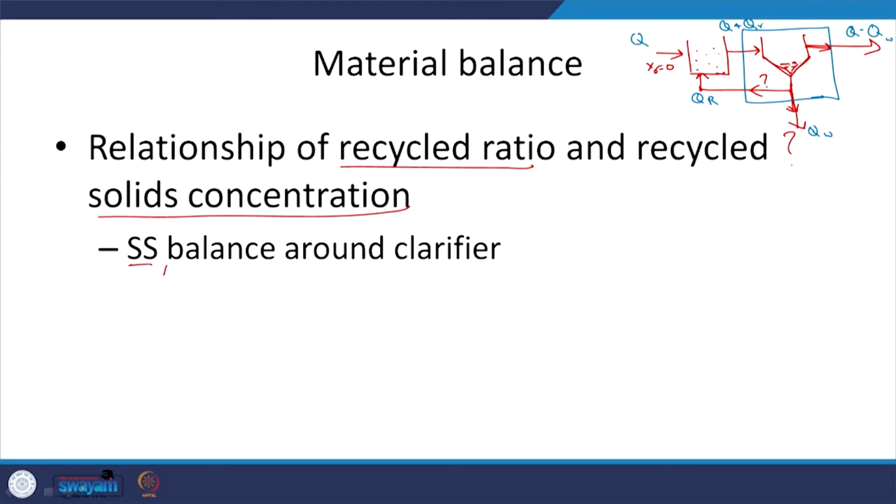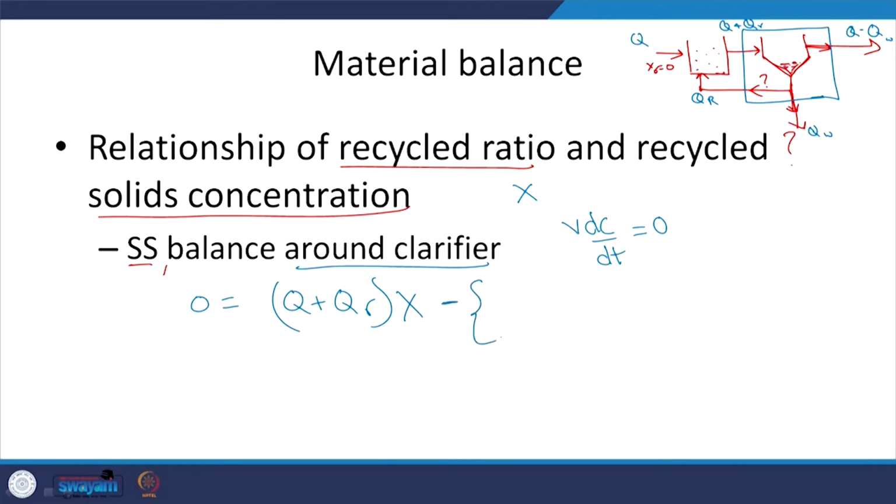So, let us apply the mass balance. Again, we are not concerned about substrate, we are concerned about the sludge. So, we are applying the mass balance on X around the clarifier. Again it is steady state, so V dC by dt will be 0. If it is 0, how are the microorganisms coming into the system? Only by Q plus QR into X. And how are they leaving the system? Via 3 means, what is that?